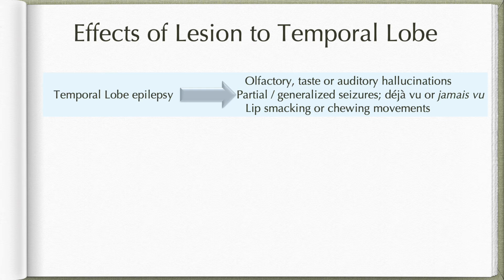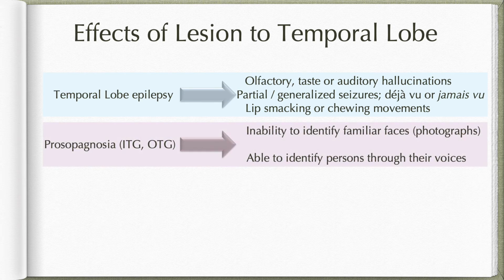So if an epilepsy, partial or generalized seizure, is associated with olfactory or taste or auditory aura, most likely it is temporal lobe epilepsy. Second condition is prosopagnosia. This is because of the involvement of inferior temporal gyrus as well as occipitotemporal gyrus, especially the lateral occipitotemporal gyrus.